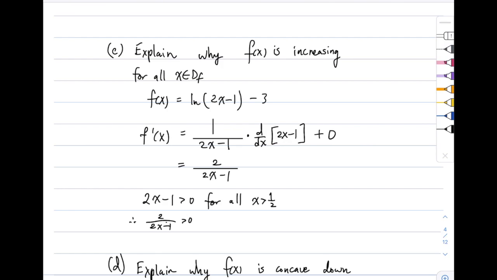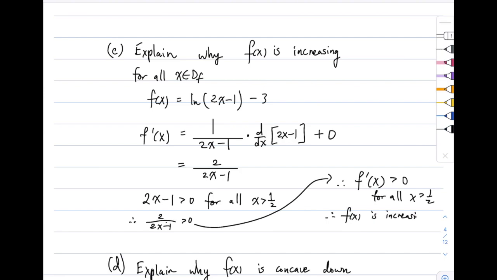That's also positive. And then from there I can conclude, therefore, f prime of x is always positive, at least for all x bigger than 1/2. Well, if f prime of x is always positive, that means that the original function must have been increasing for all values of x larger than 1/2, so for all values of x in the domain of the function. You say, therefore, f of x is increasing for all x values in the domain of the function.